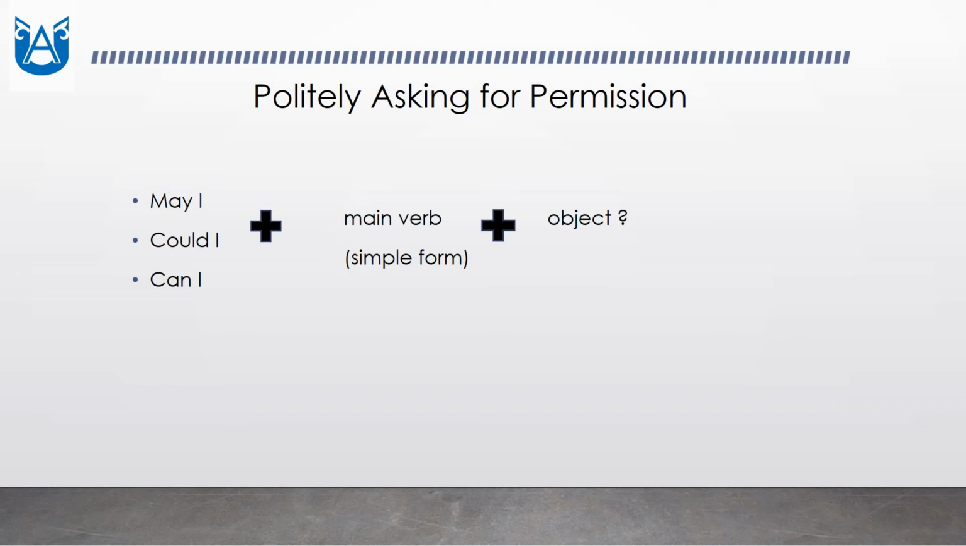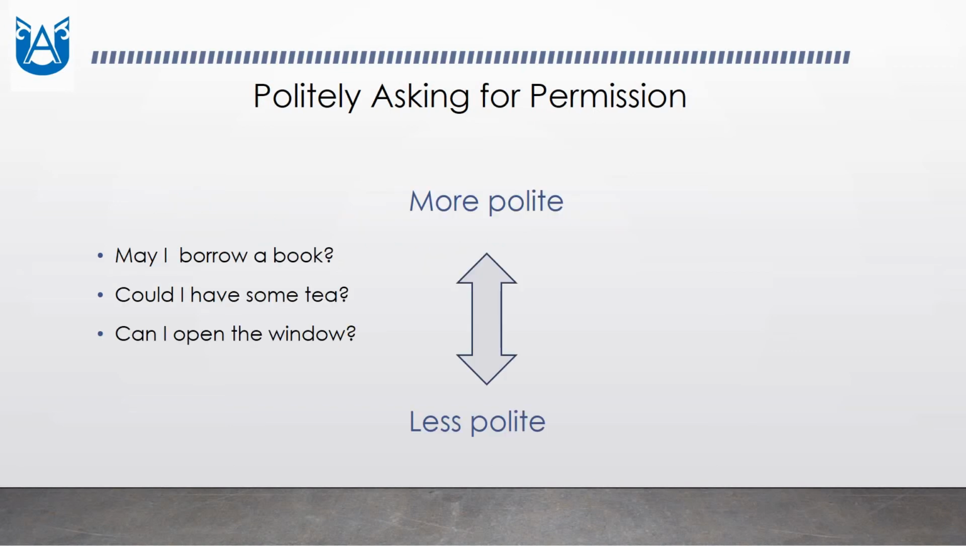Now, let's look again at the polite way of asking for permission. When politely asking for permission, we use these forms: may I, could I, can I, with the main verb in the simple form again, followed by the object and the question mark. Here are some examples. May I borrow a book? Could I have some tea? Can I open the window? In these examples, the verbs in the simple form are borrow, have, and open. Notice that the verbs do not end in s, ed, or ing. Then we have the object, what gets the action of the verb, and the question mark.